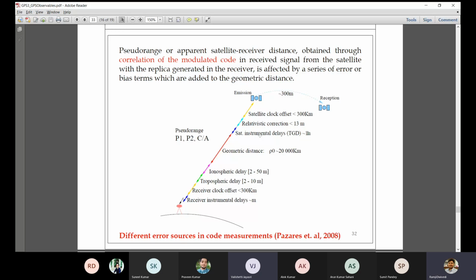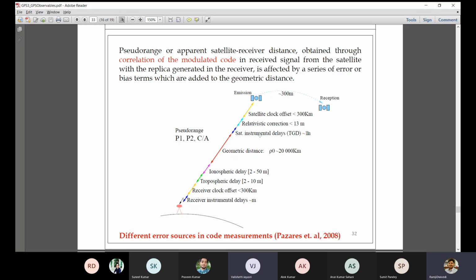So the error sources: satellite clock offset less than 300 kilometer, relativistic correction 13 meter, satellite instrumental delays around a meter, geometric distance actual is 20,000 kilometer, ionospheric delay 2 to 50 meter, tropospheric delay 2 to 10 meter, receiver clock offset again around 300 kilometer, and the receiver instrument delay around some meters. So these error terms are mentioned because of the various errors that are affecting the signal. Please remember, the highest possible contribution of the error is coming from the clock.